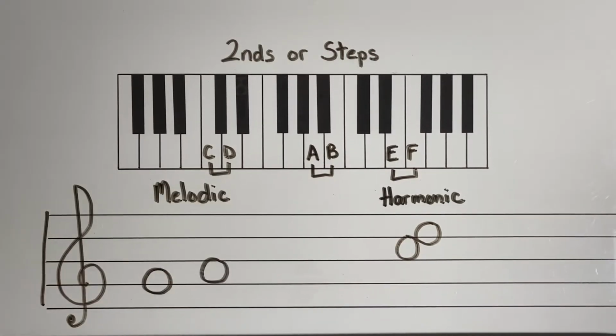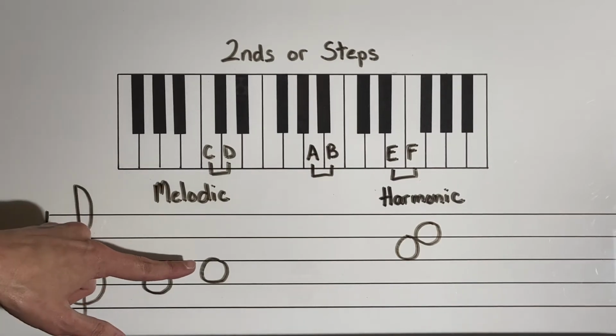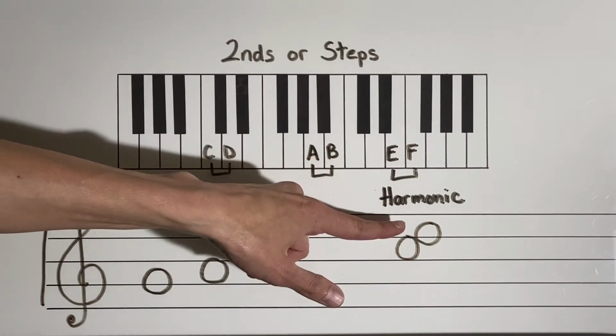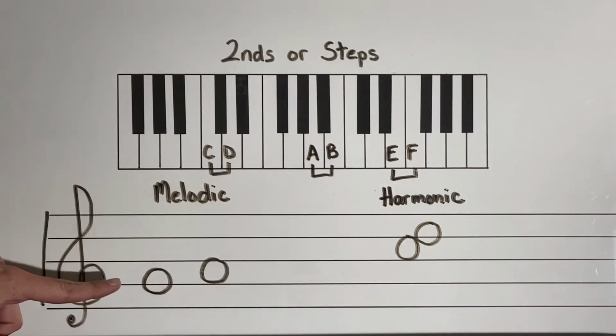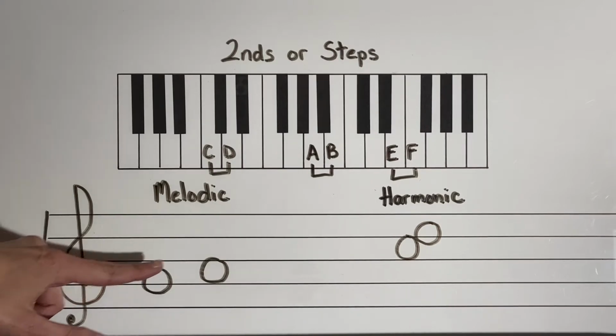I'm going to play them at the same time. So you want to remember, melodic, they're played at different times. Harmonic, they're played at the same time. Both of these interval examples are going up.